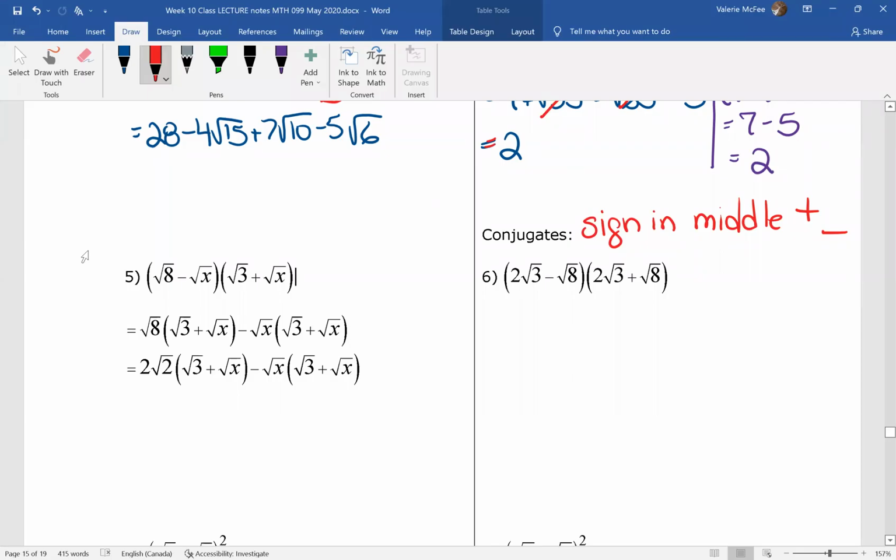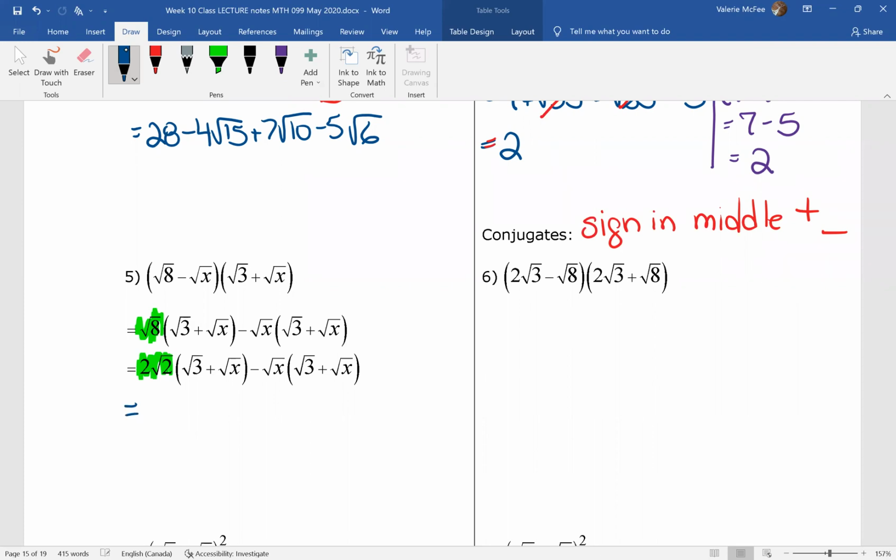So I opened the brackets, root 8 times the second bracket minus root x times the second bracket, but then I simplified the square root of 8 because I knew it had no factors in common with anything else, but I also knew, because I've been practicing a lot, that I could simplify that radical. I hope you did as well. Even if you didn't, your final answer should be the same as mine.